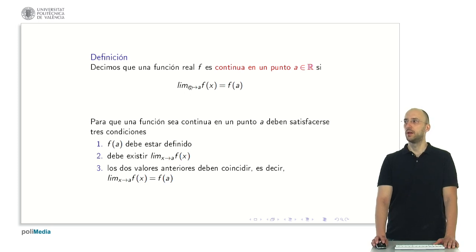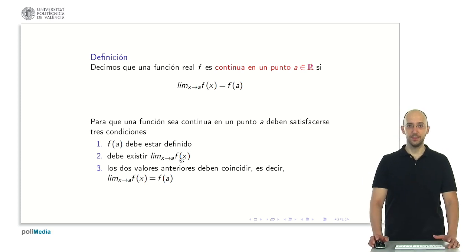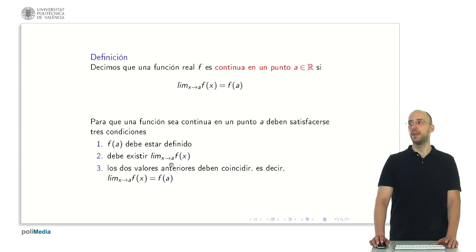Second step. We have ensured the existence of this part of the equality. Let's move on to the second one. The limit as x approaches a of the function f of x must exist. If that limit doesn't exist, the function is not continuous. The third requirement is simply what we put up here, and that is that the two values we have calculated in steps 1 and 2 match. It means that the limit and the function at point a match.